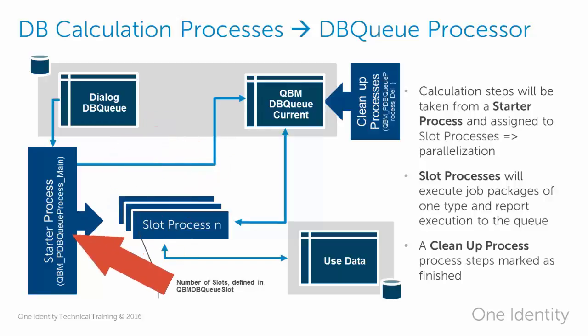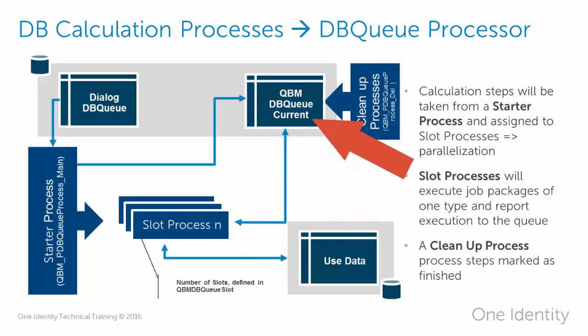There is a starter process named QBM PDB QProcessor main. This starter process is just taking the work out of the dialog DBQ and assigning that work to slot processes. Slot processes are replacing the old DB scheduler, and you can have more of them than just one. The number of slot processes is given during the installation, and it depends by default on the power and performance of your hardware.